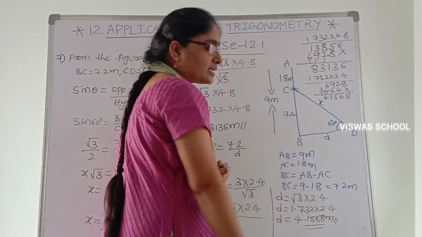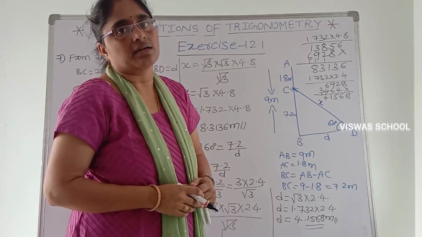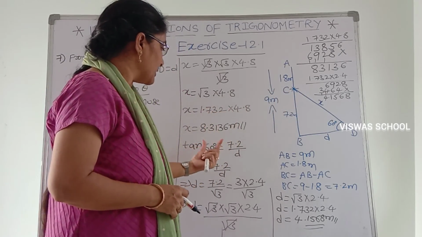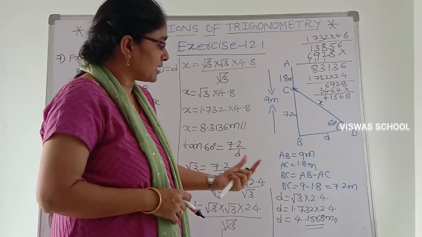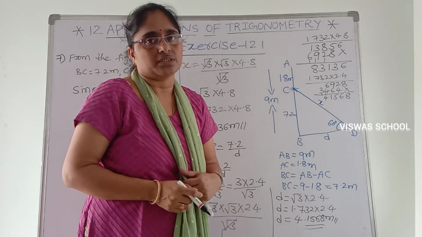Meters. This is the distance from the foot of the pole to the foot of the ladder. And this is the length of the ladder. That x value is 8.3136 meters, and the distance d is 4.1568 meters.